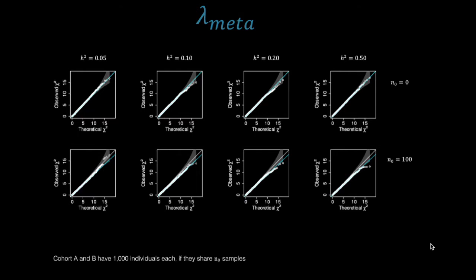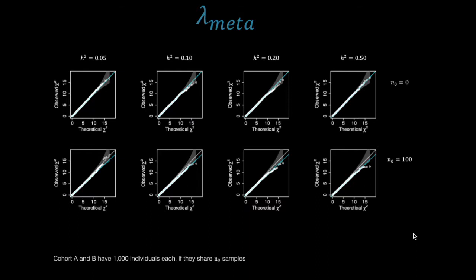The panels atop represent the distribution of lambda meta when there are no overlapping samples. We can see the slope of 1, the blue line. When there are 100 overlapping samples, 10% of the total samples between two cohorts, the slope turns down. Please compare the blue lines atop and at the bottom panels. We can see the difference.